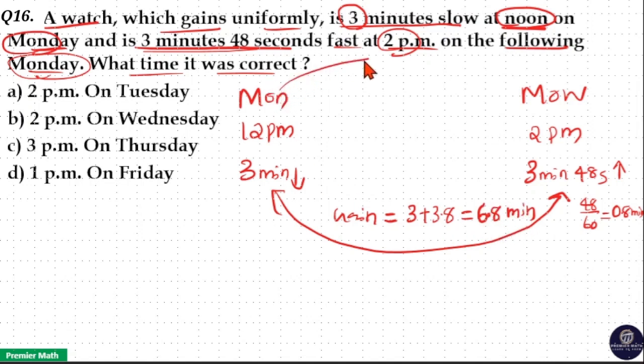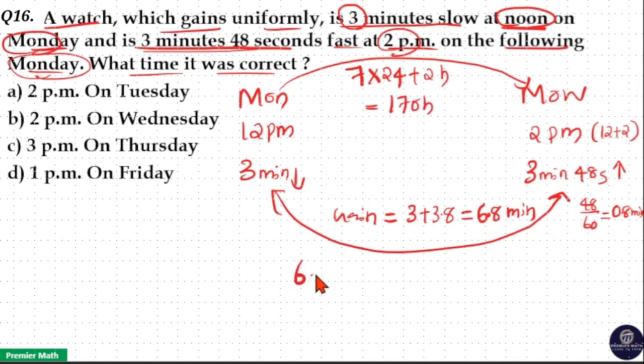Monday to Monday means there are 7 days. So 7 into 24 hours is Monday 12 p.m. to next Monday 12 p.m. 2 p.m. means 12 plus 2, so we need to add 2 more hours. 7 into 20 is 140, 7 into 4 is 28, so total 168 plus 2, 170 hours. So 6.8 minutes gained in 170 hours.